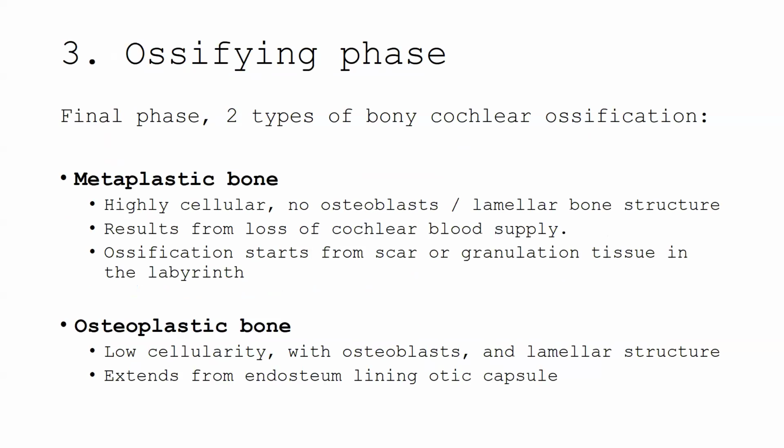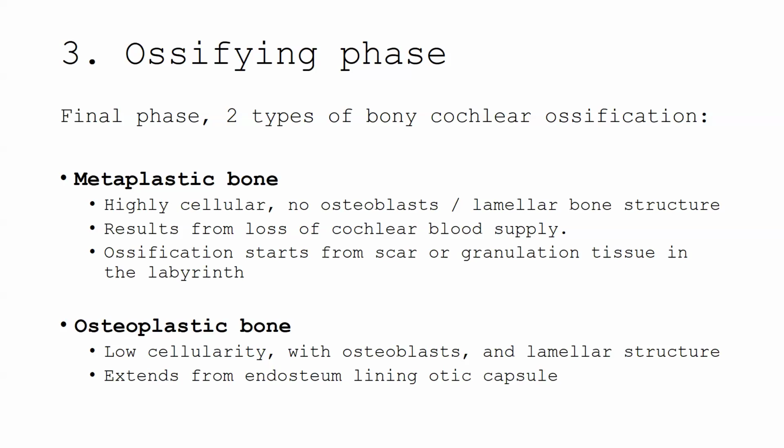And then the final phase, which is the ossifying phase, is when we have complete bony occlusion of the cochlea, and two types of bone can form in this phase. We can have metaplastic bone or osteoplastic bone. Either can occur in patients, it doesn't have to be one or the other, and we cannot predict what type of bone you will find at surgery.